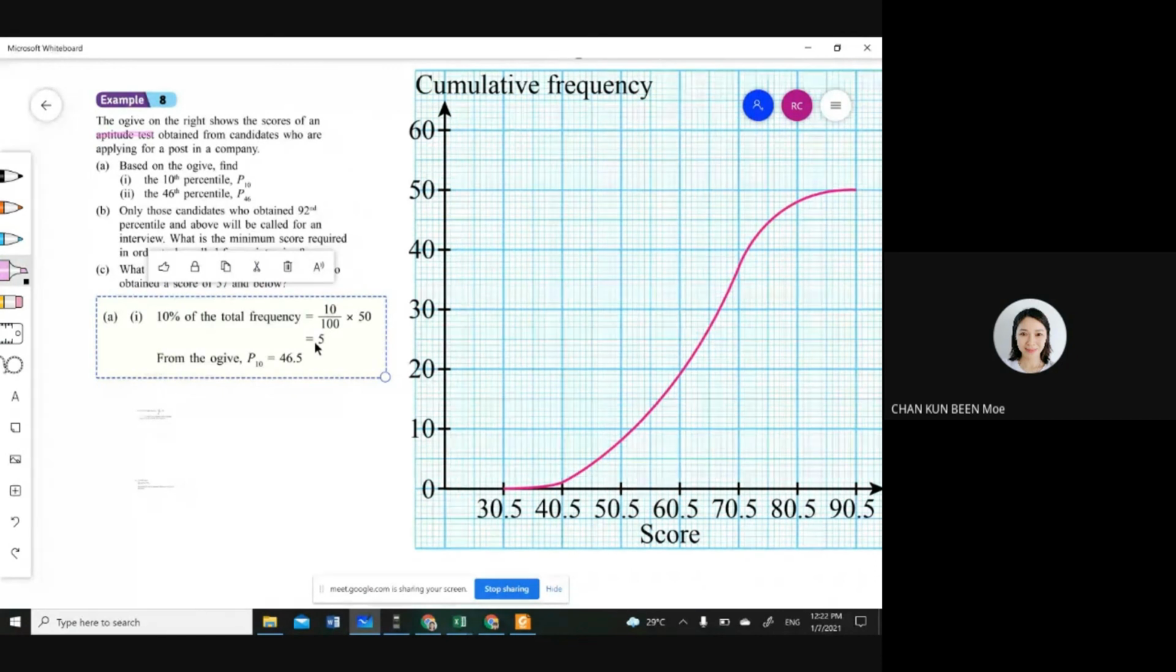From there, to get the 5, we are going to refer to the ogive. It's quite late already, so I'm going to move faster. So refer to the 5 over here. You move until you meet the ogive, and then you move down, and you get the reading. So how to get the reading? This is 40.5, 41.5, 42.5, 43.5, 44.5, 45.5, 46.5. So the value over here, that is how we get the 10th percentile, is 46.5.